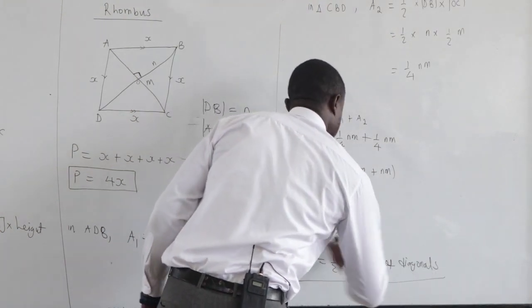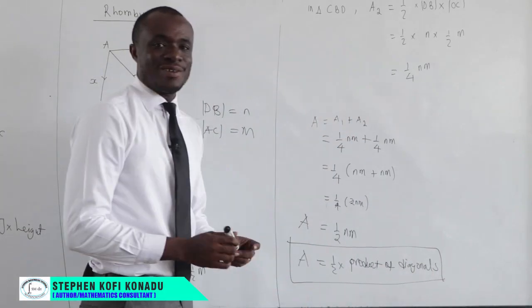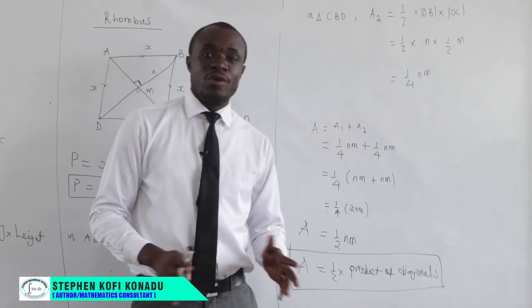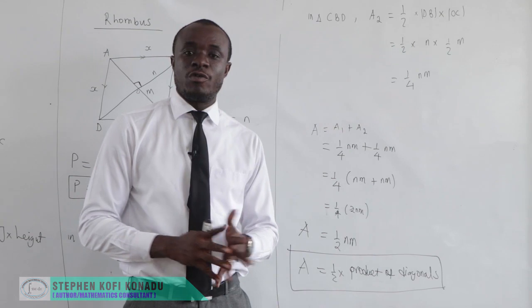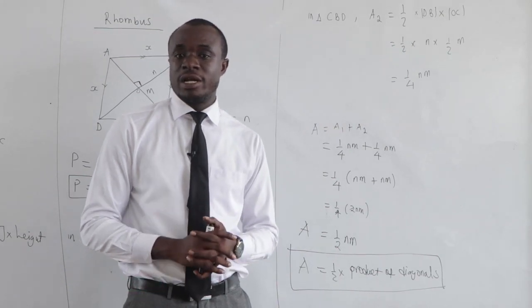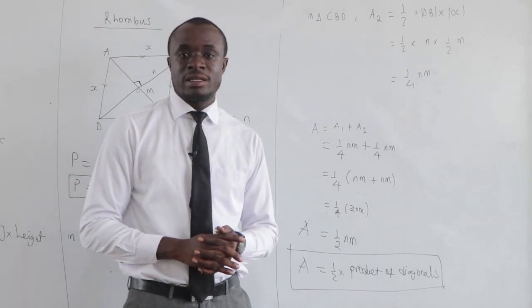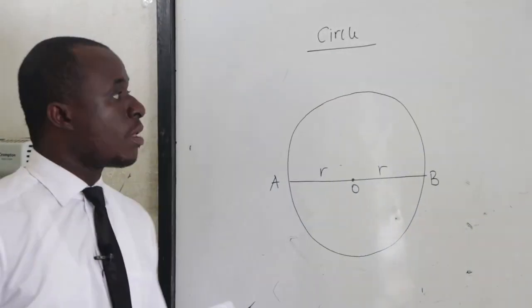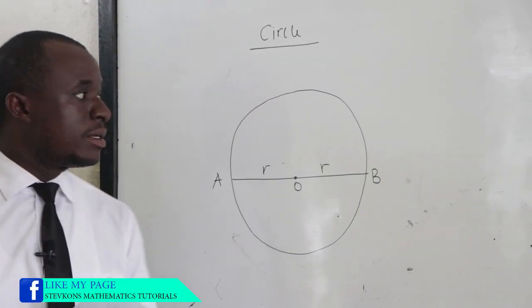That is the area of a rhombus. Very easy. So you have any rhombus, we say that the area of a rhombus is half times the product of its diagonals. Now we want to look at a circle.